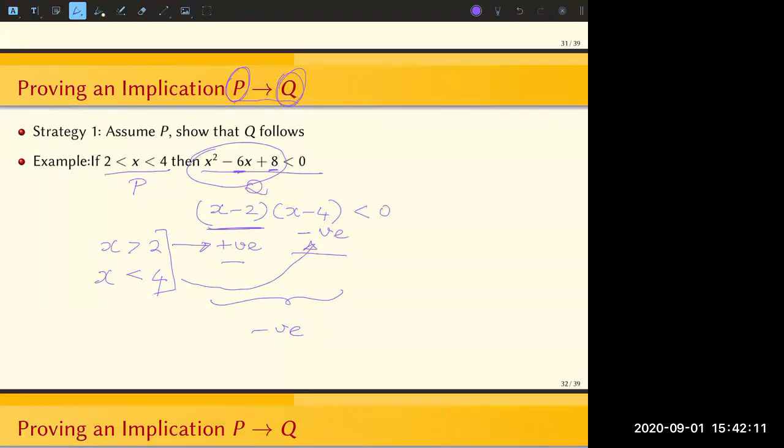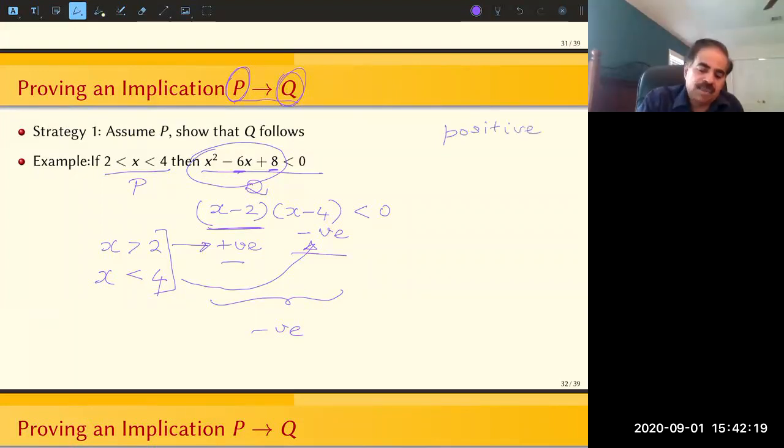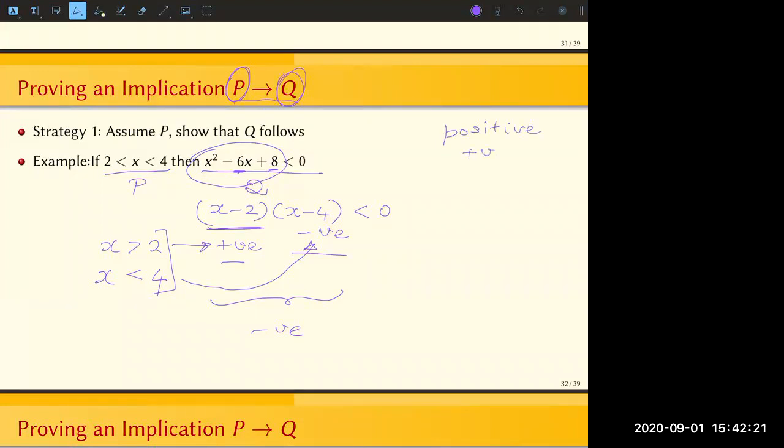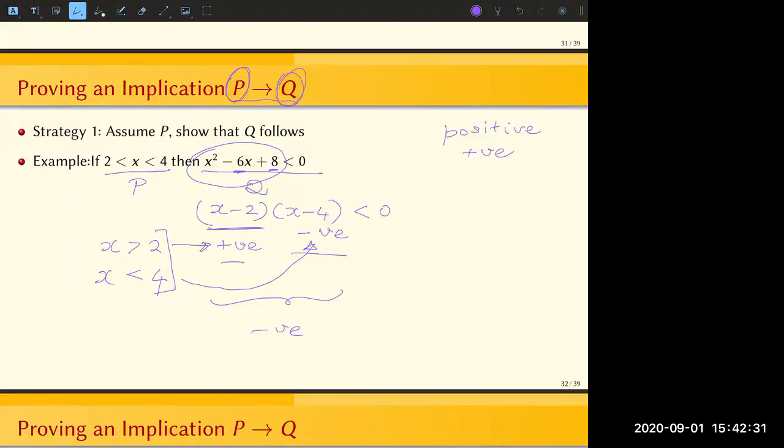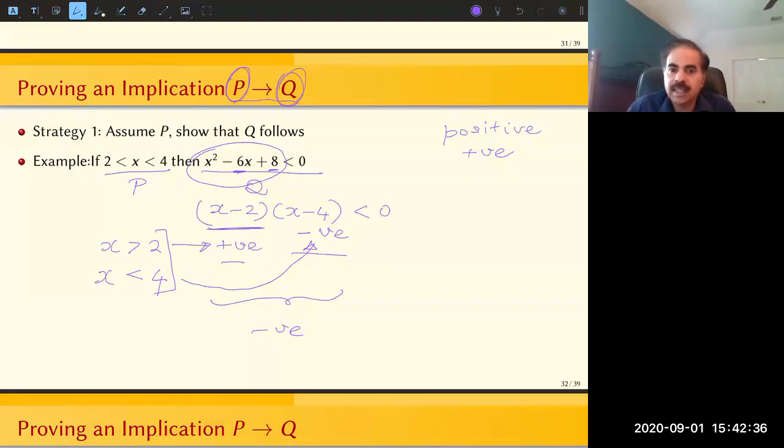What does VE stand for though? In math, I'm sure you have seen this, the shorthand for positive is plus VE, and the shorthand for negative is minus VE. Okay, thank you. Anything else? Any other questions?